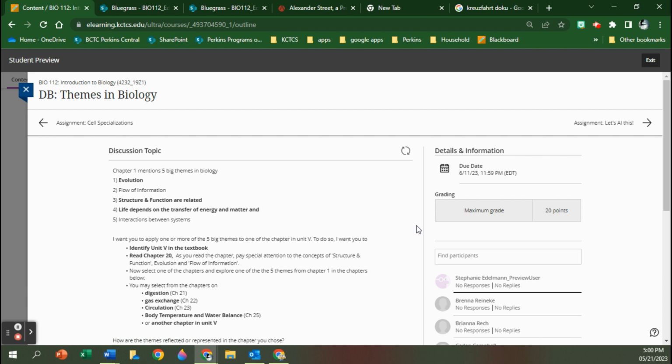Where do you see evidence of evolution? Where do you see evidence of the relation of structure and function? And where do you see transfer of energy and matter in Unit 5? In Unit 5, we're going to talk about digestion, gas exchange, circulation, body temperature. It's where the cells do what they do in your body. And I want you to look at how they're doing that.